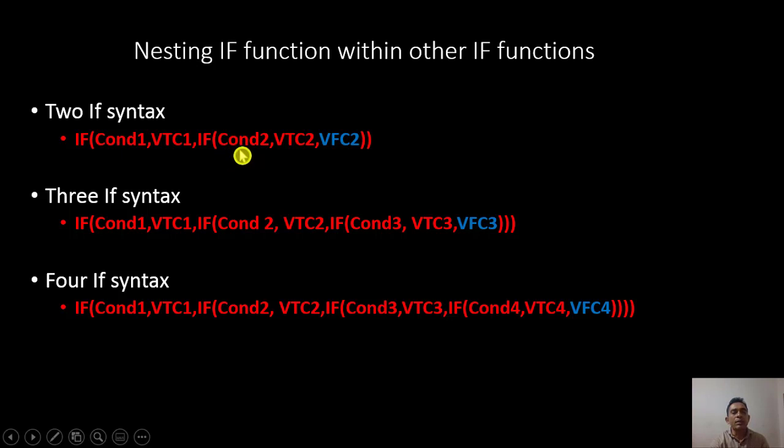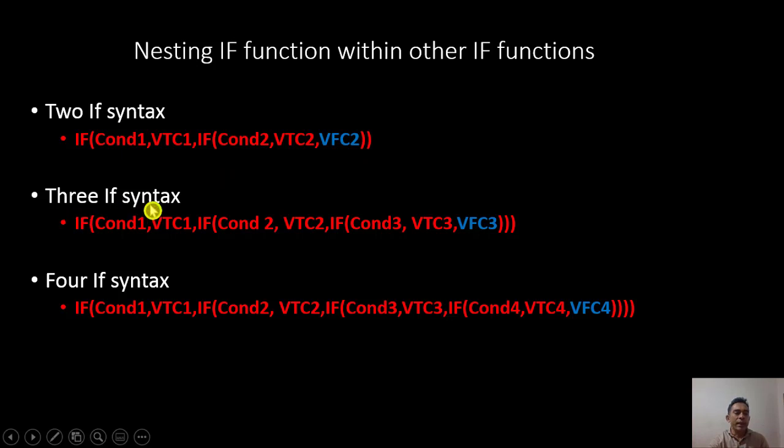This second condition is given through another if function. So if the condition 1 is not satisfied, go for condition 2. Check the logical test 2. If the logical test 2 is satisfied, give the result value true for condition 2. If the logical condition 2 is not satisfied, what is the outcome? That is the value false for condition 2. Like this, you can combine two if functions, and you can have three parameters as the result.